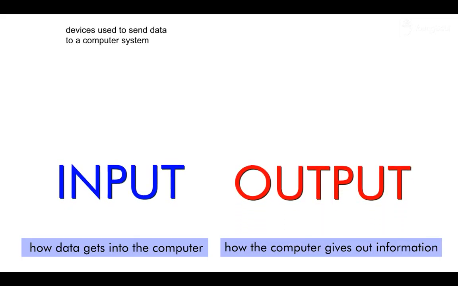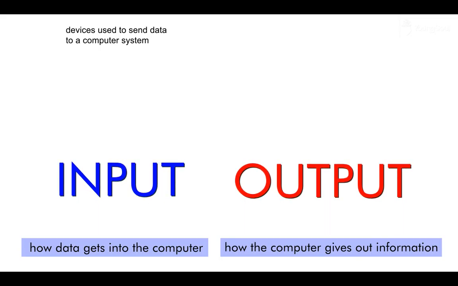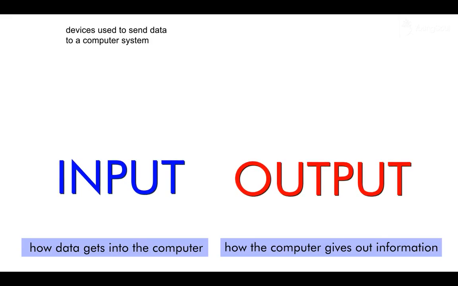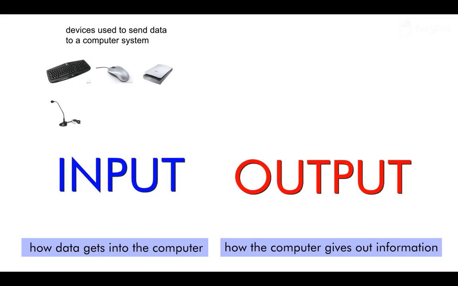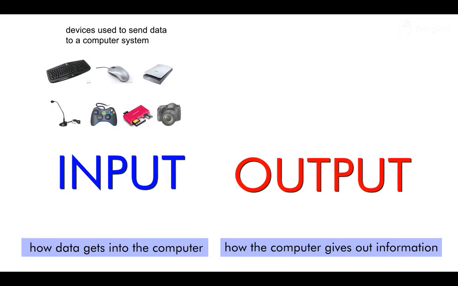Various devices we use to send data to a computer system are what we refer to as input devices. Examples of these devices are keyboard, mouse, scanner, microphone, joystick, card readers, light pen, digital camera, and so on.